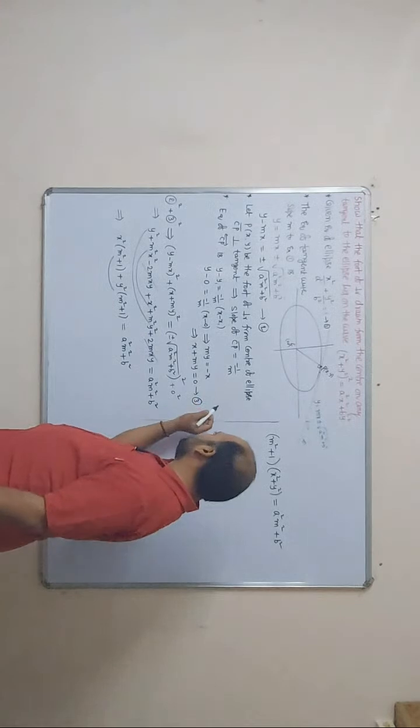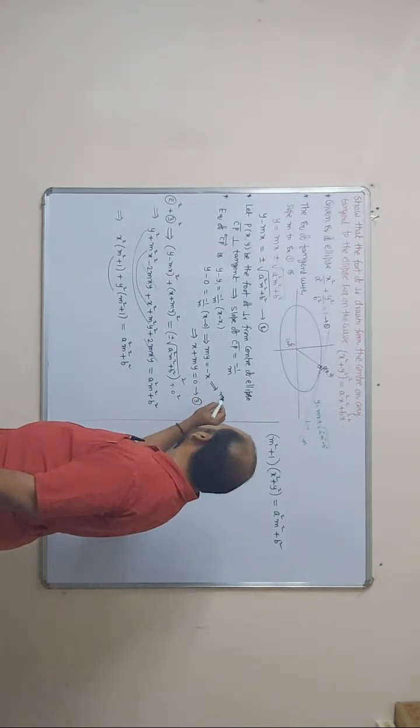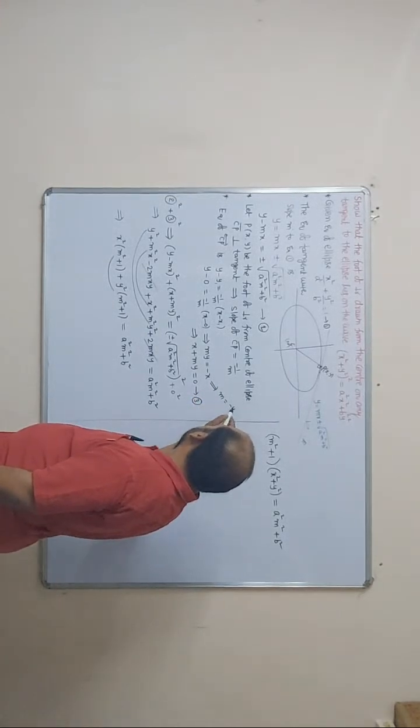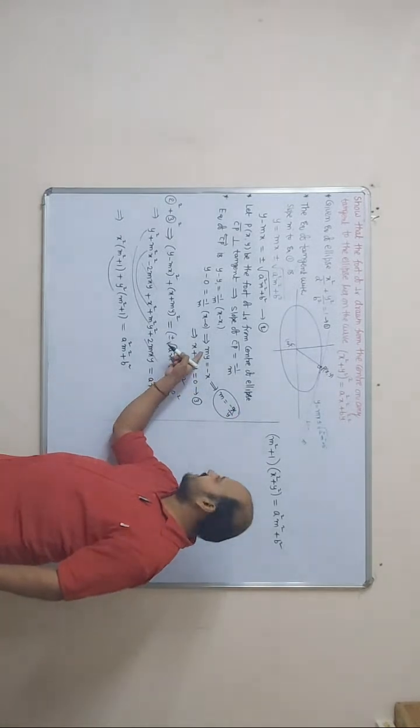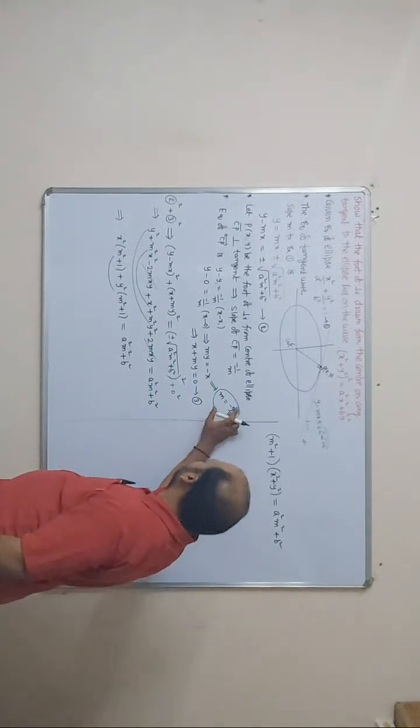So from equation 3, m is equal to what? Minus x by y only, no? From this, making m the subject, m is equal to minus x by y.